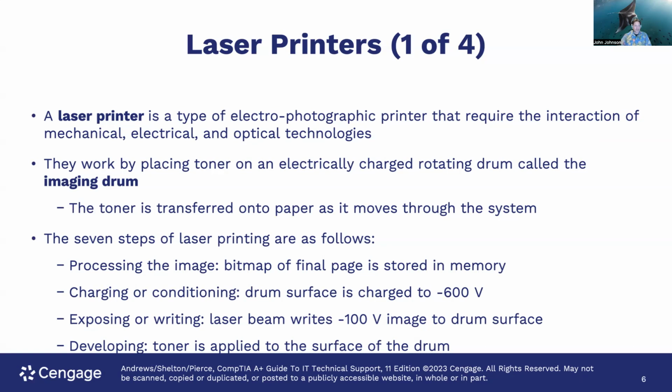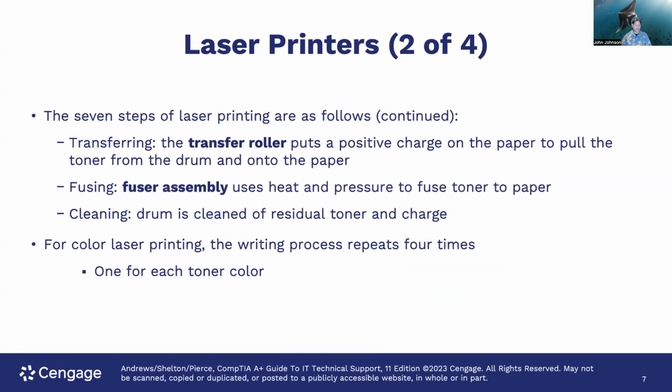So the 7 steps of laser printing are as follows. Processing the image, where the bitmap of the final page is stored in memory. Charging or conditioning, where the drum surface is charged to -600 volts. Exposing or writing, which is where the laser beam writes the -100 volt image to the drum surface. Then developing, which is where the toner is applied to the surface of the drum. Then transferring, where the transfer roller puts a positive charge on the paper to pull the toner from the drum and onto the paper.